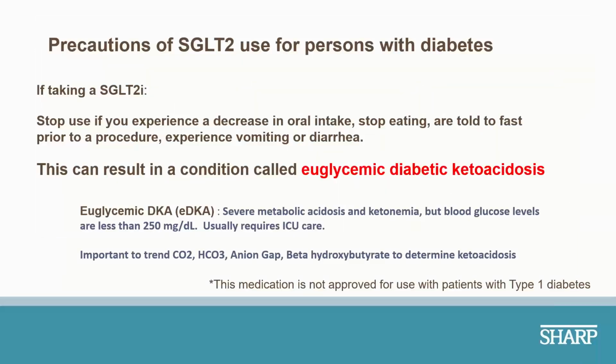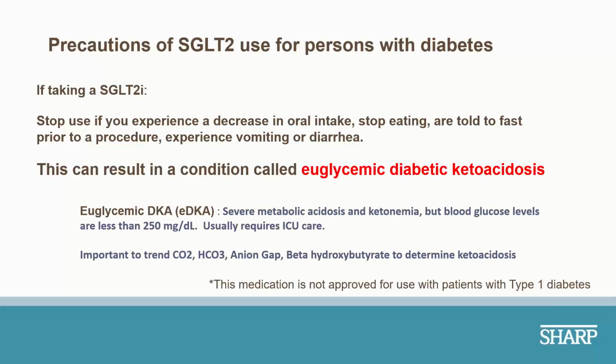And so in general, if you have somebody that's on an SGLT2 inhibitor and they have diabetes, one of the things you want to do is stop use if they experience a decrease in oral intake, if they stop eating, are told to fast prior to a procedure, or experience vomiting or diarrhea. This can result in a condition called euglycemic DKA, or euglycemic diabetic ketoacidosis. Euglycemic DKA is a severe metabolic acidosis and ketonemia, but blood sugars are actually less than 250.